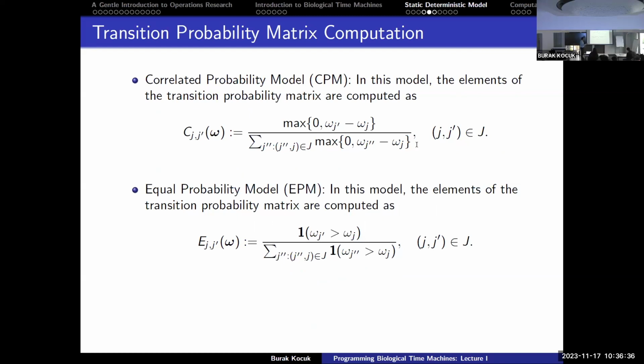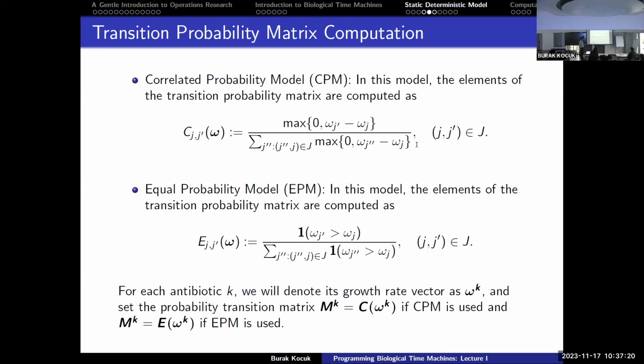But the exact probability is computed in two different ways. The first one is called the correlated probability, in which the difference between me and my neighbor is a factor. However, in the equal probability, the difference is not a factor. It's just whether the neighbor is bigger than me. I don't compare the size of my growth rate and its growth rate in an absolute sense. I just look at whether it is bigger than me or not. So that's why it's called equal probability.